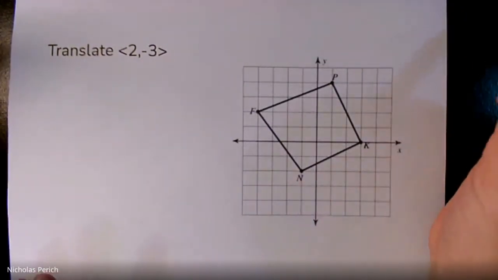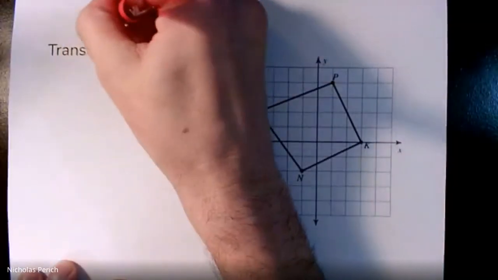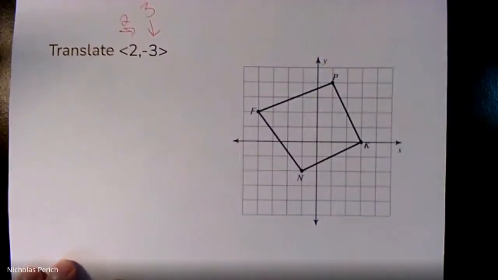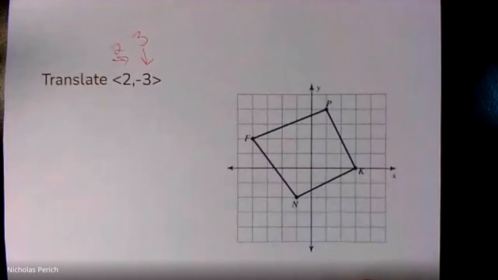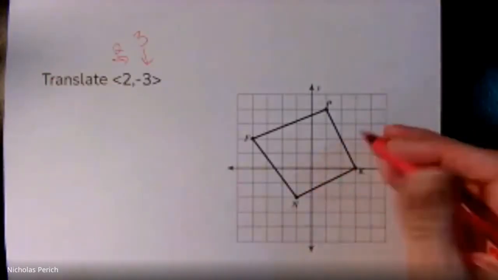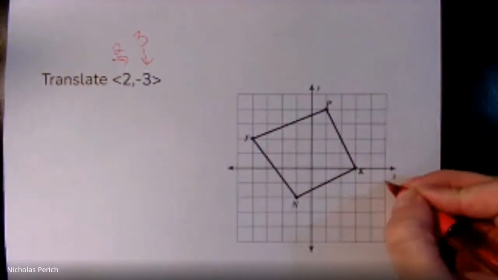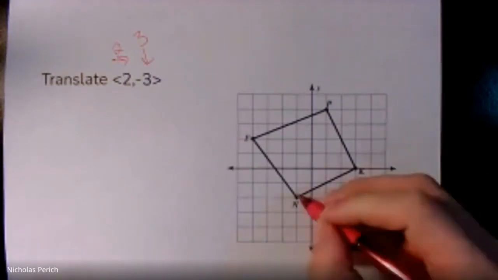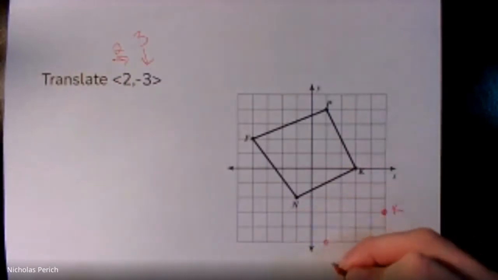I'm not. If we have the translation vector, what this means is right 2, down 3. So according to the multiple choice problem that we saw yesterday, this is going to be a movement of the shape in all of the directions. So I'm going to go right. I'm going to take turns with each point, and I'm going to go right 1, 2, down 1, 2, 3, and that's going to be K. I'm going to go right 1, 2, down 1, 2, 3, and that's going to be N.